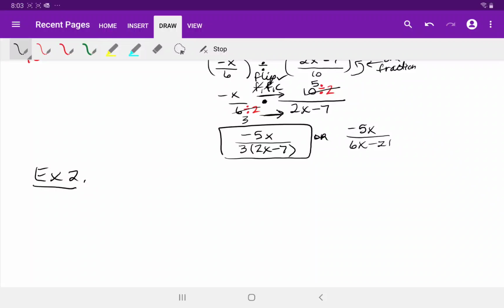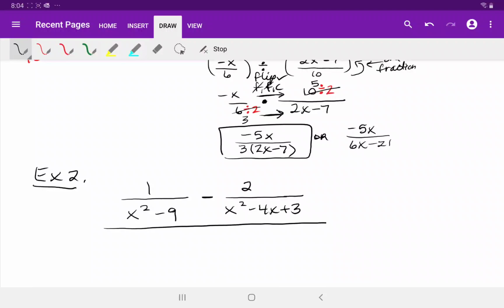So example 2. So let's take a look at another one. Let's see, 1 divided by x squared minus 3 minus 2 over x squared minus 3x. No, that's not the one I want. Minus 4x plus 3. A big divided by sign.